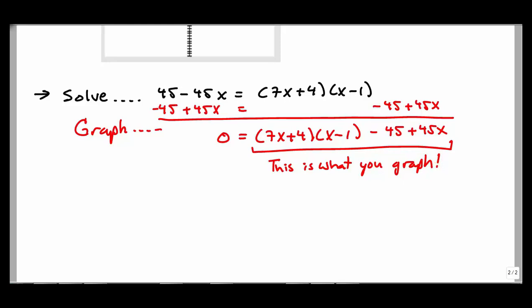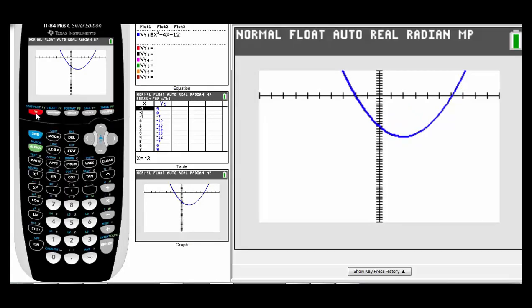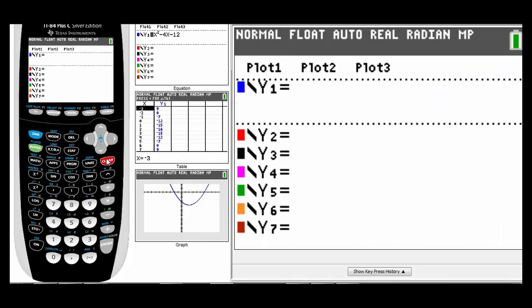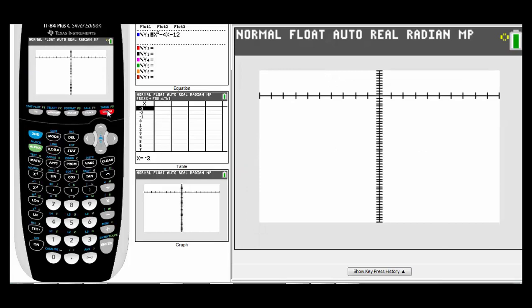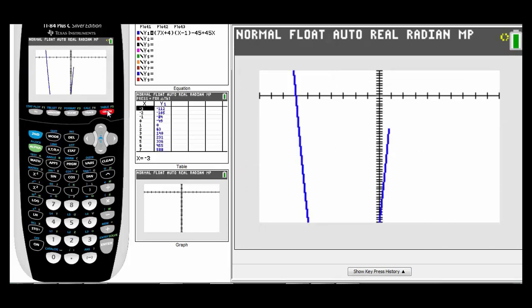So let's go ahead and jump into your graphing calculator. And again, after you hit y equals, if there's anything in here, you can just hit your clear button. We have 7x plus 4. We have to have our parentheses up here. X minus 1. And then remember, we had to subtract 45 and then add the 45x because it has to be set equal to 0. Now, we might have to change our scale here. We might not see where it crosses. Well, let's see if we can give it a try.